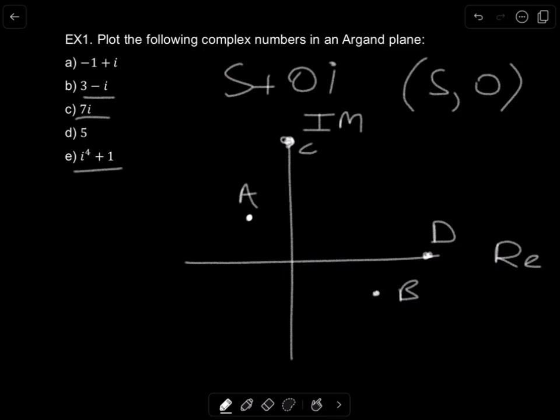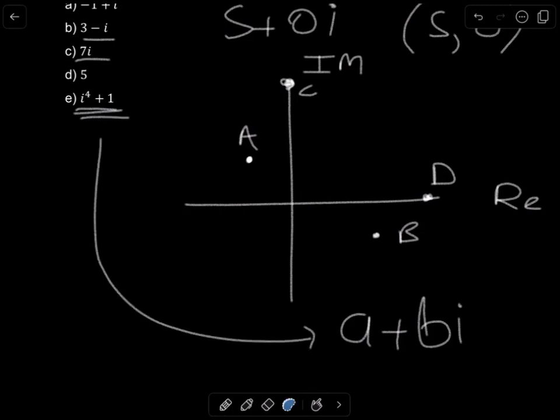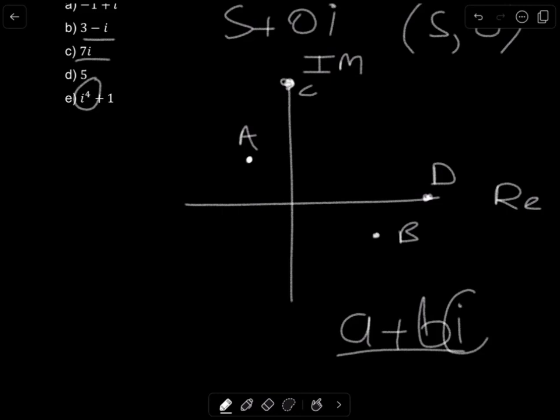And then we have lastly i to the power 4 plus 1. Let's just simplify that, because remember, on the argand plane, we can only represent it if it is in the form a plus bi. This is not in the form a plus bi. So we need to simplify it and get it into that form. Why isn't it in the form? Take a look at i raised to the power 4. In this form, i is just raised to the power 1. So let's simplify it.